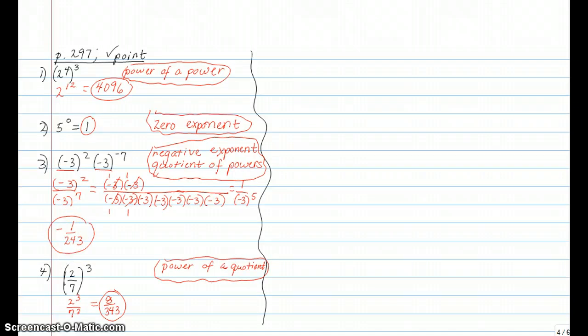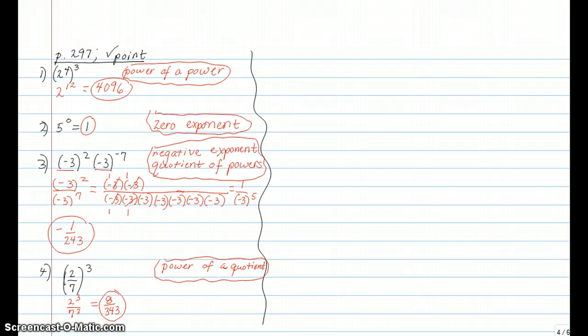Okay, number 4. We've got 2 7ths, that is division. Okay, that's a quotient. And you're taking it to a power, so it's power of a quotient. So that's going to be 2 to the 3rd over 7 to the 3rd. 2 to the 3rd is 8. 7 to the 3rd: 7 times 7 is 49, times 7 is 343. That's as simplified as it gets.